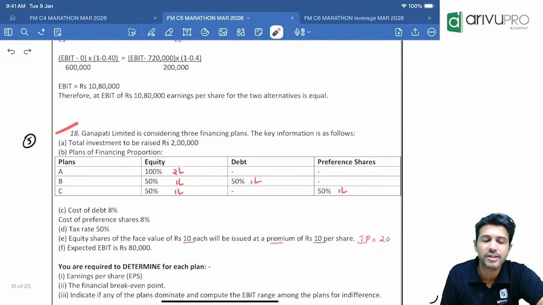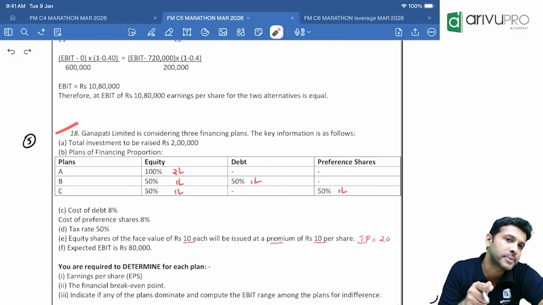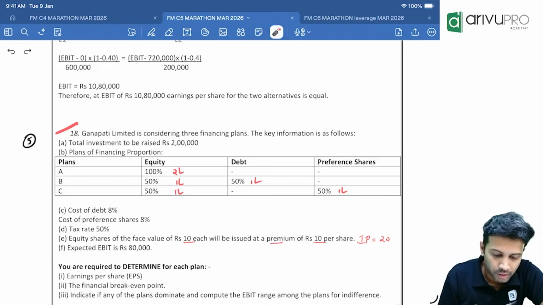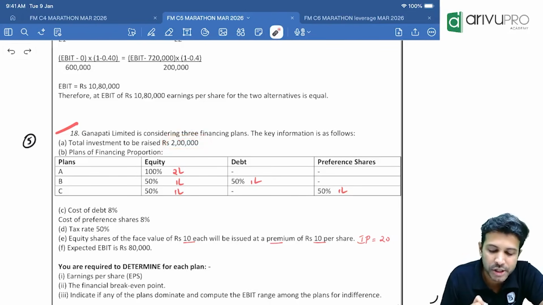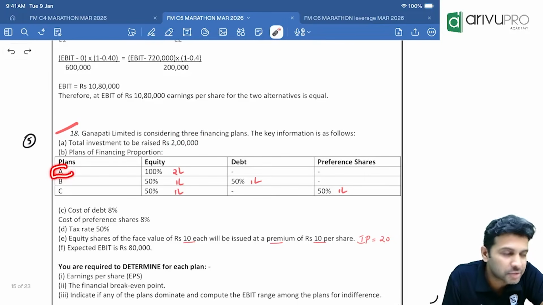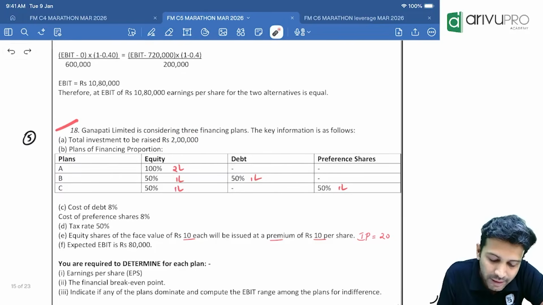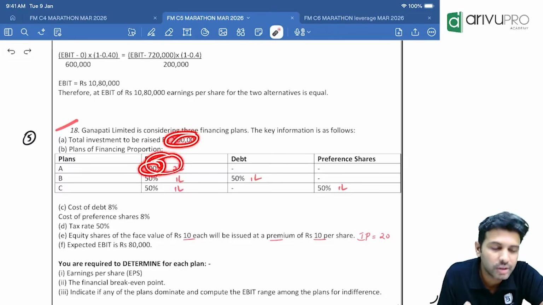Ganapati Limited is considering 3 financial plans. How many options? 3. How much investment do we want? 2 lakh. First option they're calling plan A, second one is plan B, third one is plan C. In the first plan, the entire 2 lakh will come through equity.